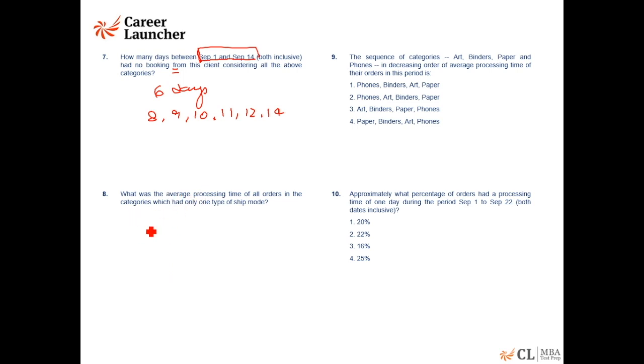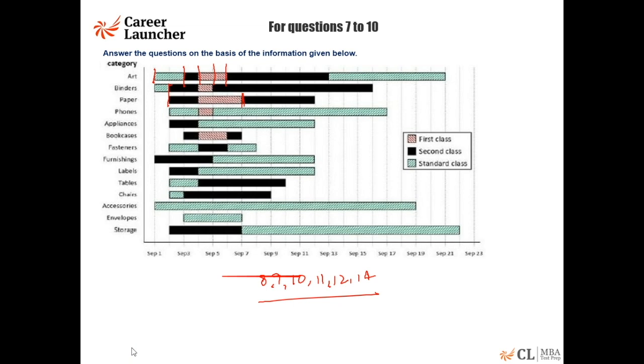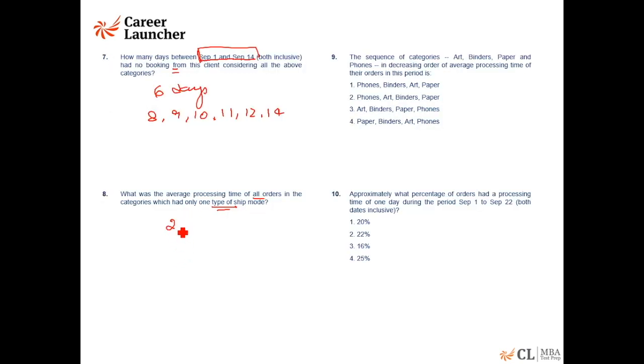Okay. Question 8. What is the average processing time of all orders in the categories which had only one type of ship mode? Only one type of ship mode. Let's see which are those. Yes, accessories and envelopes. What is the processing time for accessories? From 1st September to 19th September, so 18 days. And for the envelopes, it is from 3rd September to 7th September, so 4 days. So 18 and 4, 22. So the average is going to be 22 by 2, which is equal to 11 days.